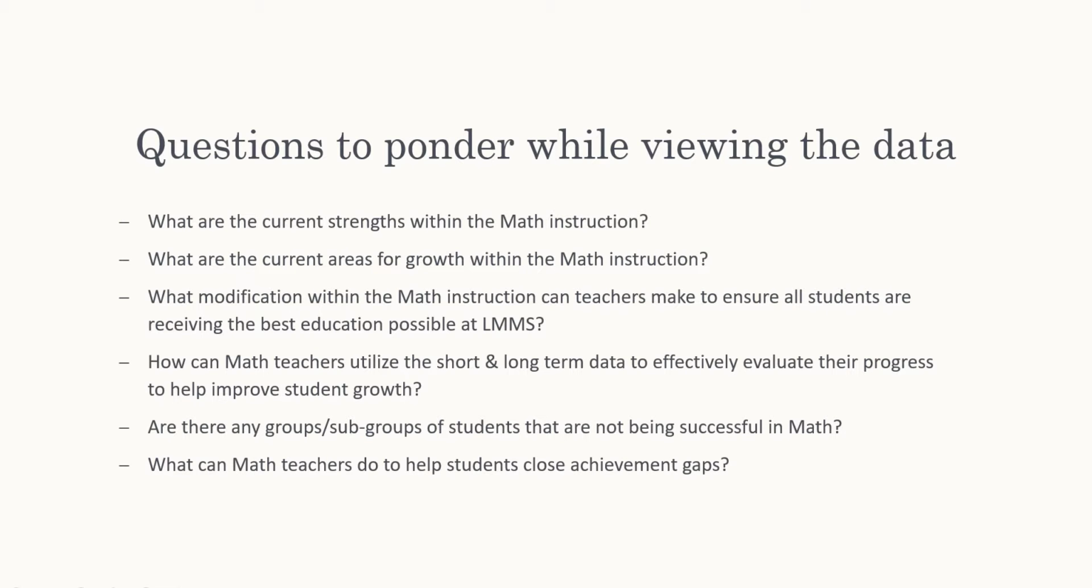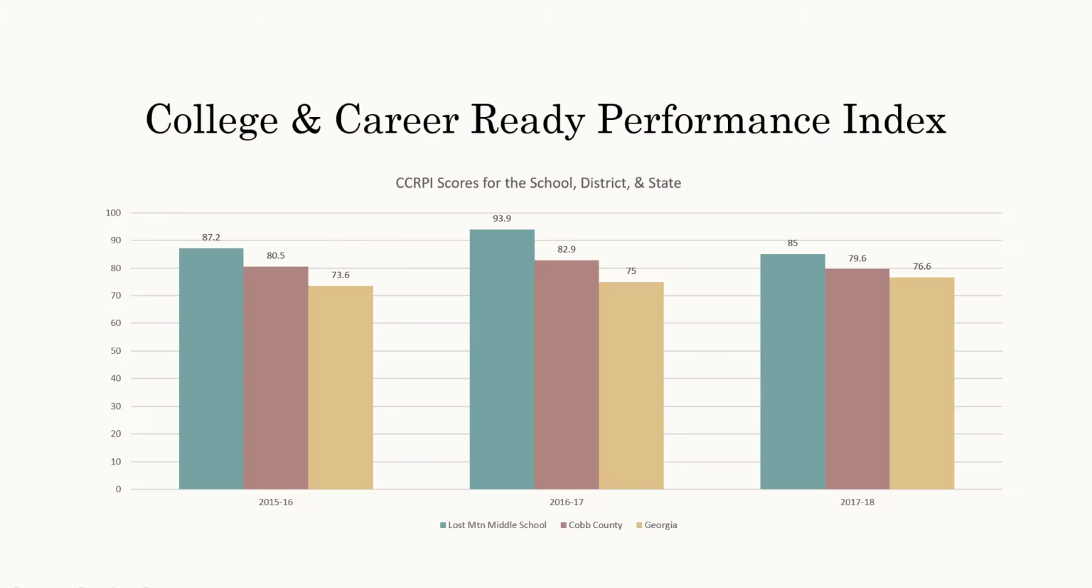Some questions to think about while we're looking at the data: what are our current strengths within math? What are our current weaknesses? What modifications can be made to ensure that we're meeting the needs of all of our students? How can the math teachers utilize the short and long term data to effectively evaluate their progress to help improve student growth? Are there any groups or subgroups of students that are not being successful in math? And what can math teachers do to help students close those achievement gaps?